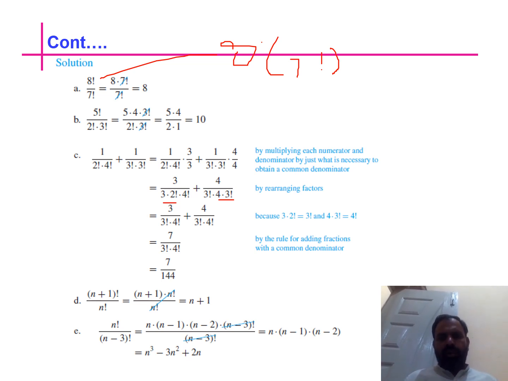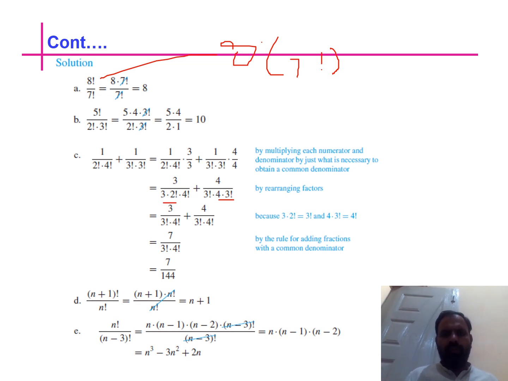Similarly, n plus 1 factorial over n factorial, you can write as n plus 1 dot n factorial. We reduce 1 by 1. So we stop here at n factorial because the denominator is also n factorial. Cancel out these two terms, so this will become n plus 1.